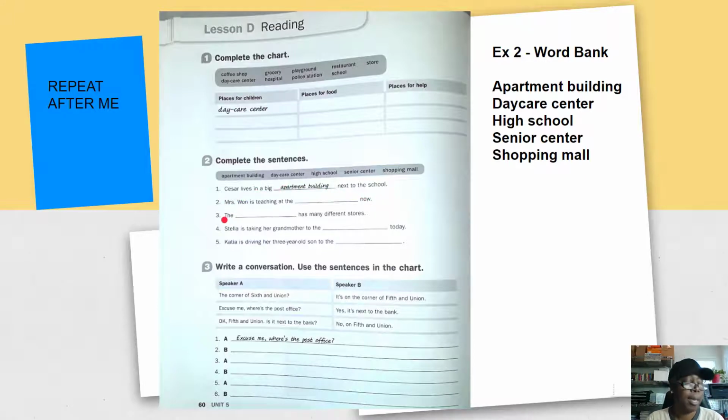Number 3, the blank has many different stores. So what's our clue? Many different stores. Stores is our first clue, but when you say many different stores, that's a really big clue, because there's really mainly one place that has a lot of stores, and what's that? It's a shopping mall.